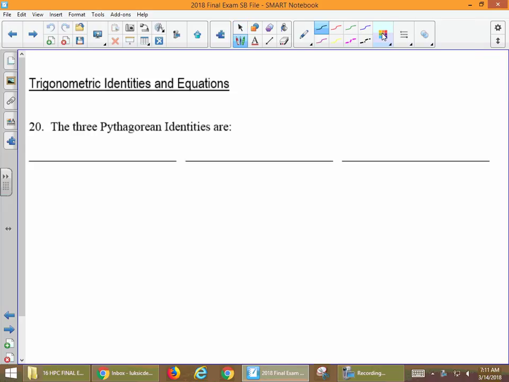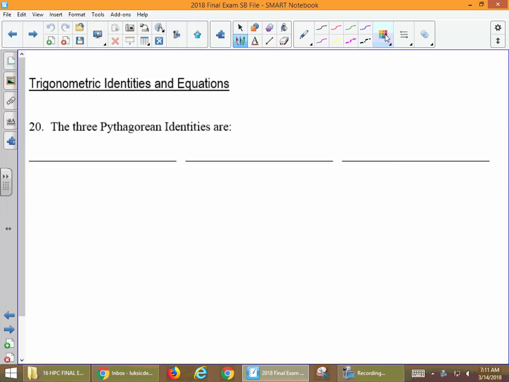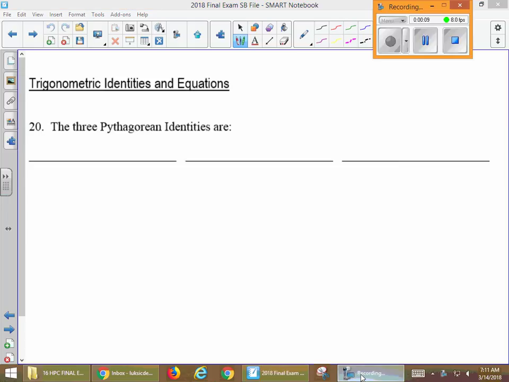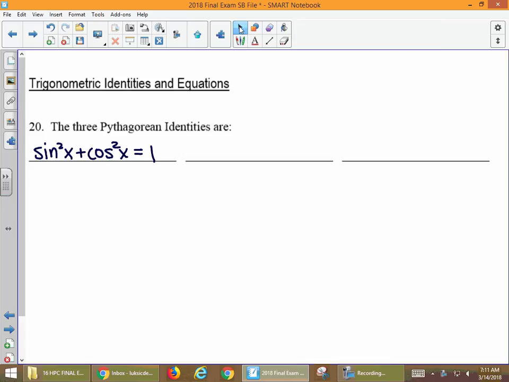All right, now we're on to trig equations, which refers to my favorite part of the year. The first thing that's good to have in front of you are the three Pythagorean identities. One that you have memorized 100% all the time in your sleep is sine squared plus cosine squared equals 1. Remember, those have to be squared.